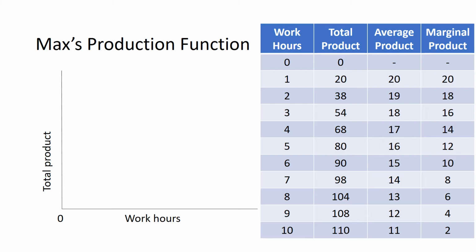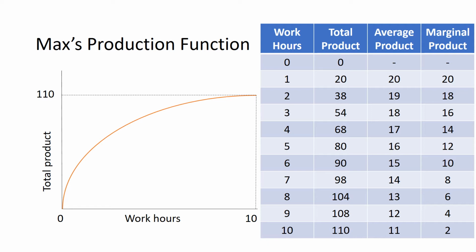If we plot total product against hours worked, we get Max's production function. For 0 work hours, his total product is 0. For 10 work hours, his total product is 110. The production function is increasing at a decreasing rate, and it shows the values that are included in the table.